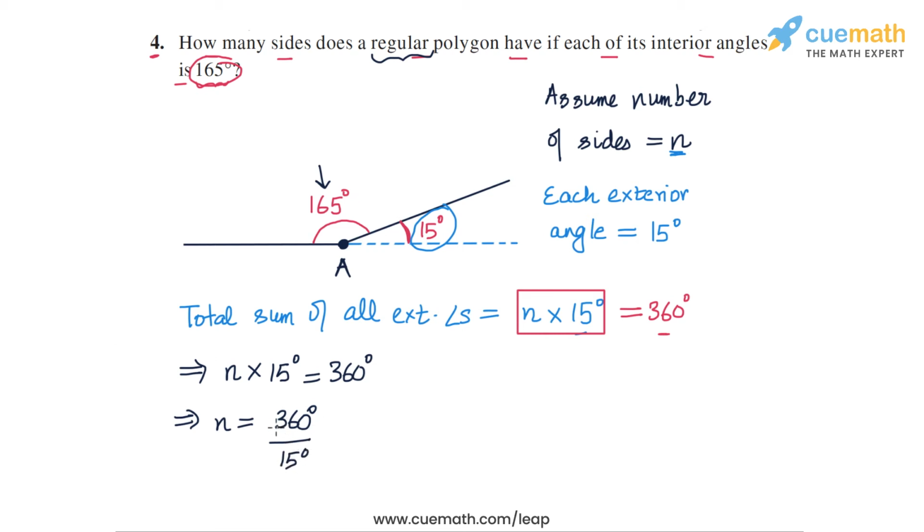And how much is this quotient? 360 by 15 is 24. So we get n equal to 24. So the number of sides of the regular polygon is 24. And this is the answer for question number 4.